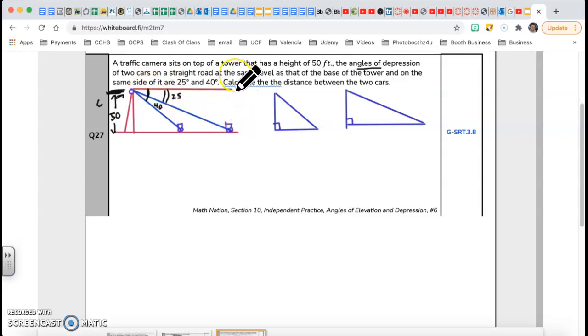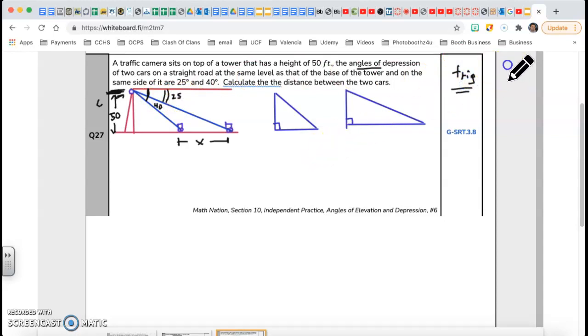The question, what is the question? Calculate the distance between the two cars. So they're asking me for this. How much is this between the two cars? Interesting. What do I do? Okay, so here we go. We have those angles. We got to play with those angles and we got to play with triangles. That's the whole idea. When they give me one side and angles, this is trig. Right there, we're talking about trigonometry.